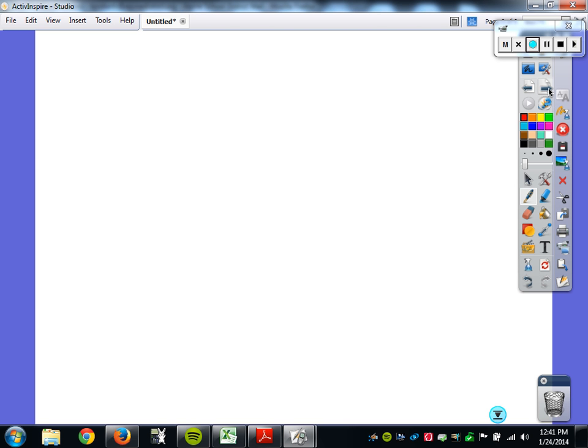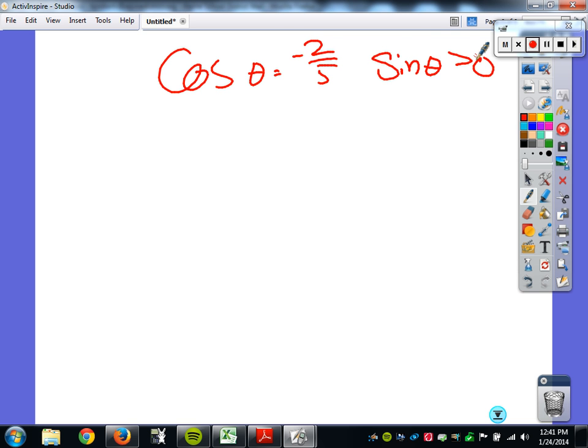Organized manner. Okay, here we go. Where is cosine of theta negative 2/5, but sine of theta is greater than 0? I would like to just define, let's go ahead and do the cosecant of theta and the tangent of theta. So basically, we're looking for, if we can basically get the triangle, we should be able to get all 6 trig terms.